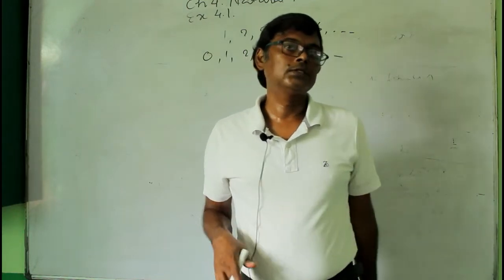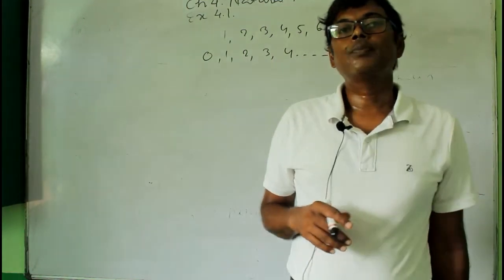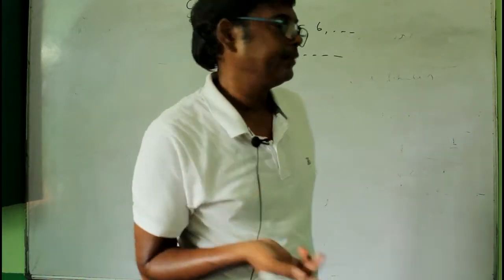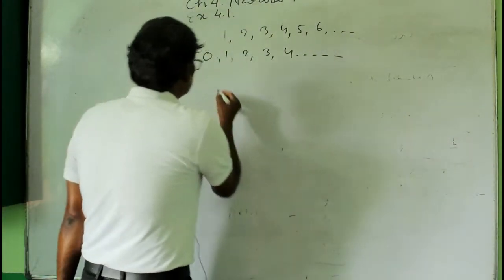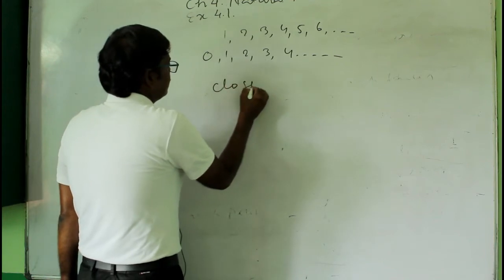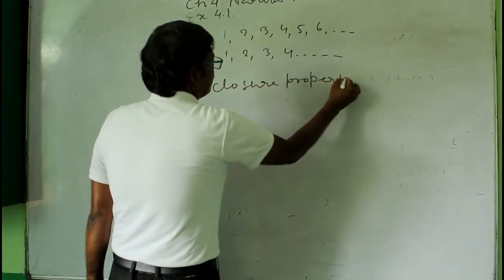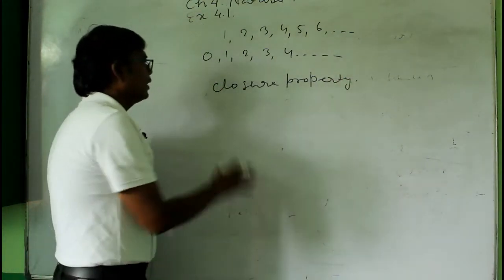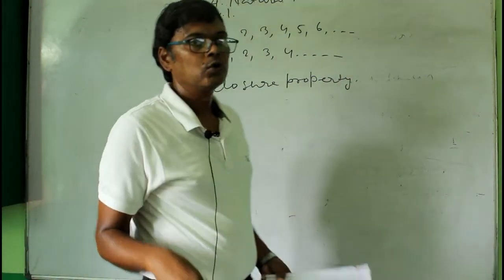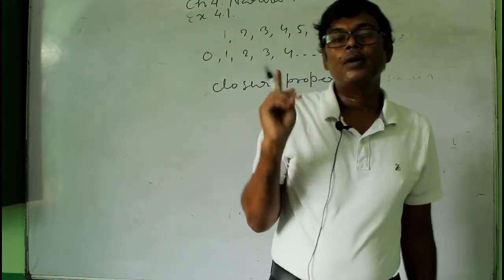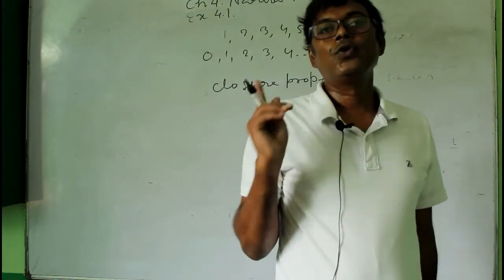The name of the properties. The first is the closure property. Okay. What is the meaning of closure property? So when you say closure property, okay, and this is applicable in a closure property for addition of whole numbers.